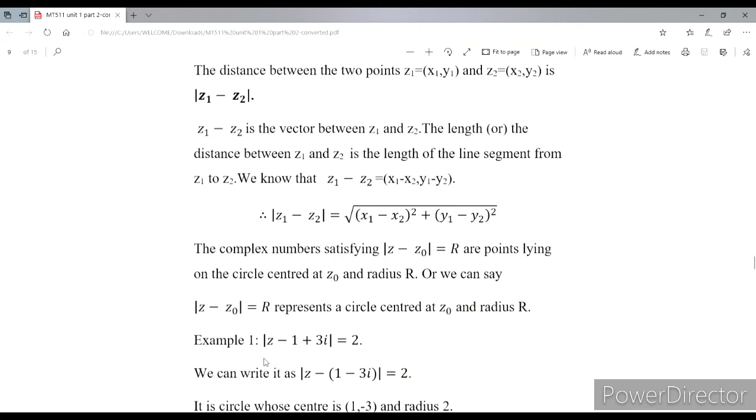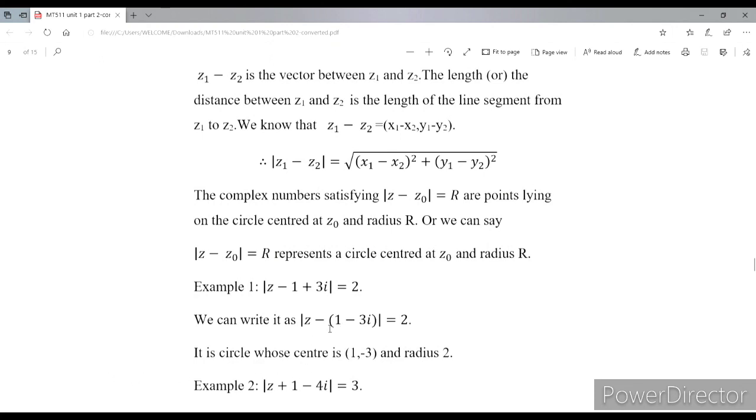Example 1. Modulus of z minus 1 plus 3i equal to 2. Rewriting this in the form modulus of z minus z0 equal to r, we can write this as modulus of z minus (1 minus 3i) equal to 2. Now, instead of z0 we have 1 minus 3i. Therefore, it is a circle whose center is (1, minus 3) and radius is 2.